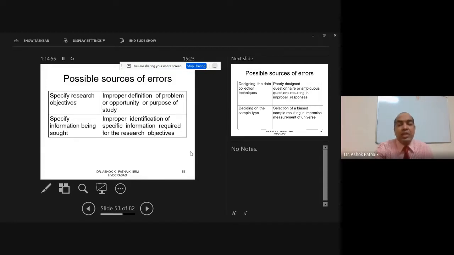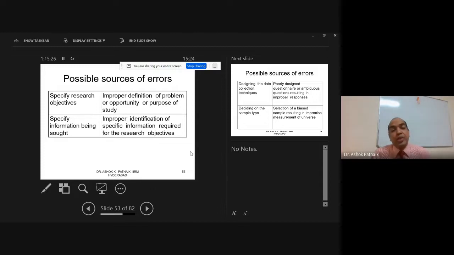Then there are errors. As I told you, many errors come into the analysis. When you are doing the analysis, you come across many kinds of errors. The first one is improper definition of the problem. If the problem is not properly defined, what is to be studied, what areas you need to focus on, and the purpose of the study is not properly defined, then you come across an error. You are not sure how the study will go on and what direction you have to take.